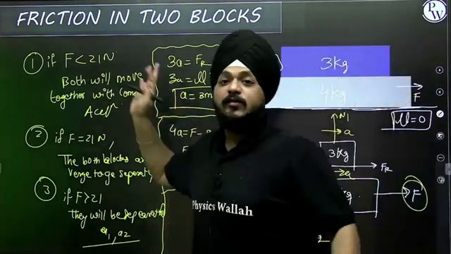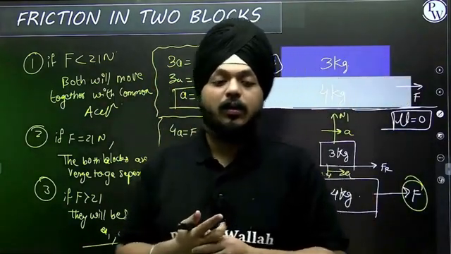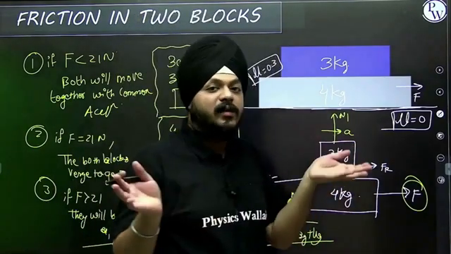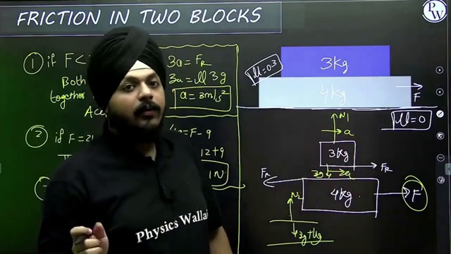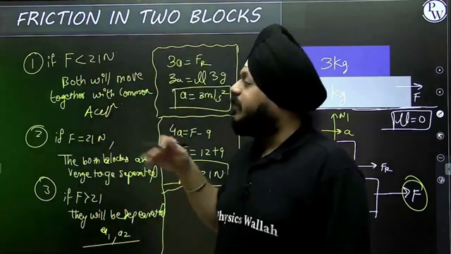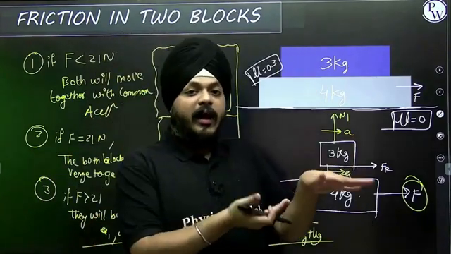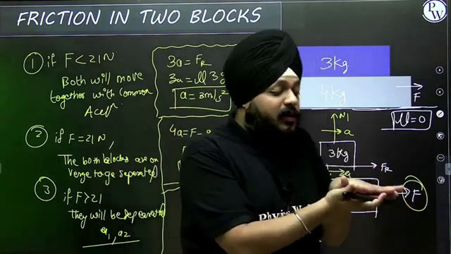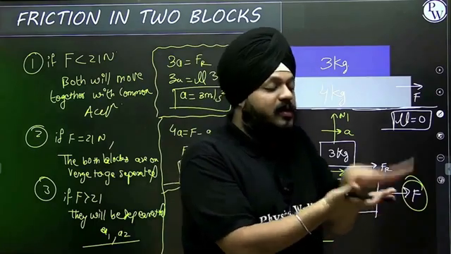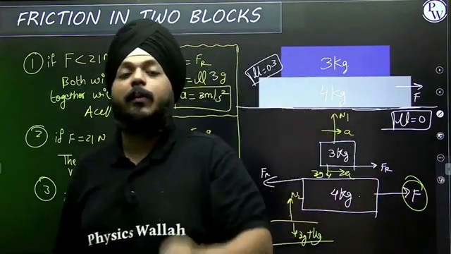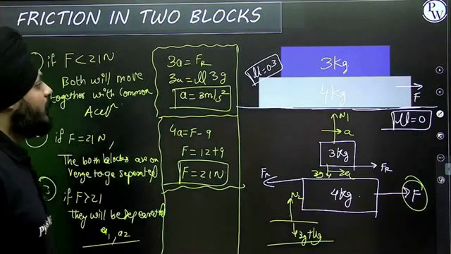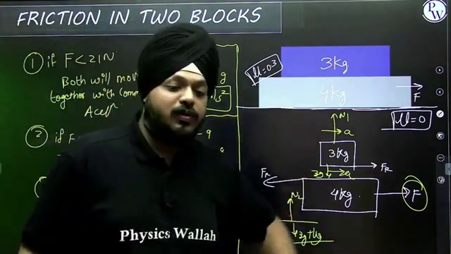So 21 is our threshold value. Less than that, they both will move together with the constant acceleration. That's not a big deal. More than that, they will get separated. At 21, they are about to get separated like this way. The moment just before the separation starts, that is the moment when F is equal to 21 Newton.